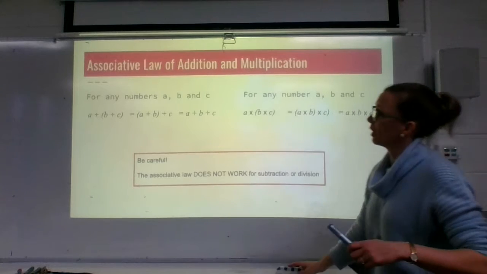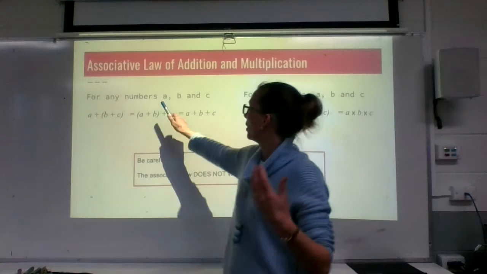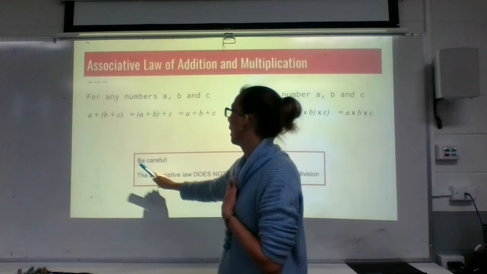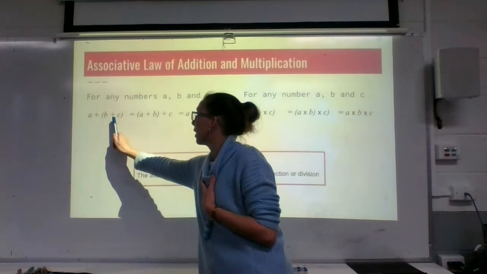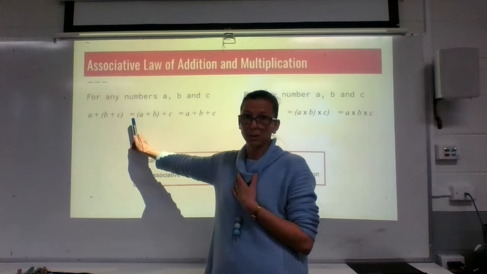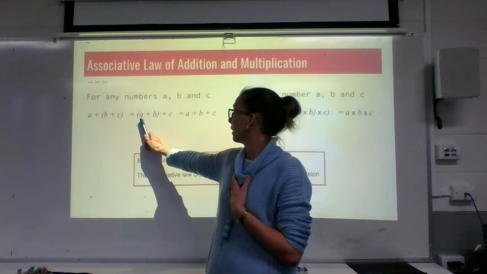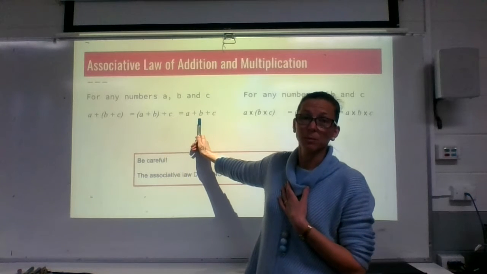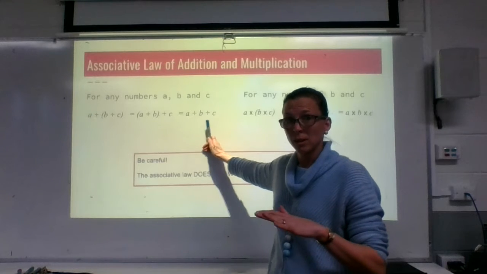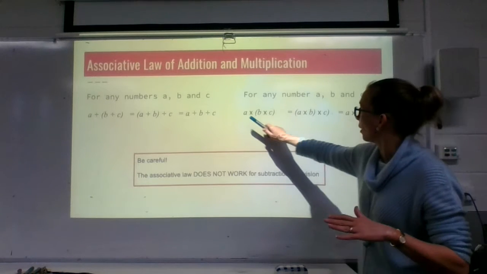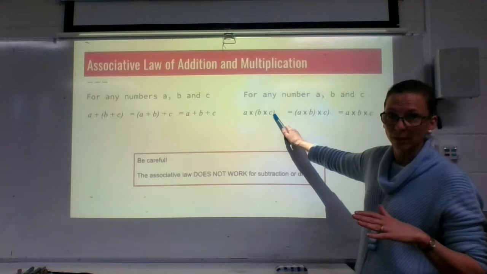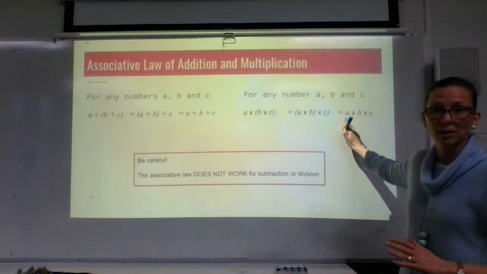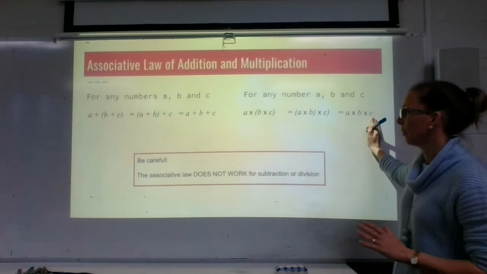The associative law tells us that no matter what our numbers are, we just use the letters A, B and C to mean 3 different numbers, okay? A plus B plus C, with brackets around B and C, is the same as brackets A plus B bracket plus C, which is the same as A plus B plus C with no brackets. That works for multiplication as well. So A times B times C. So it doesn't matter where the brackets are, it will always end up being just the three numbers multiplied together.